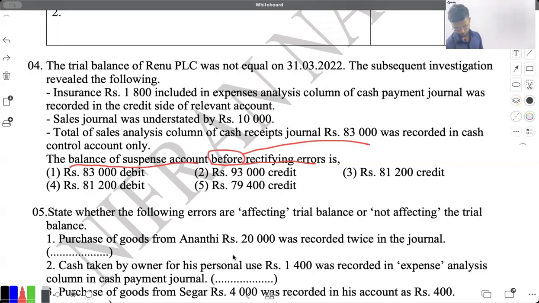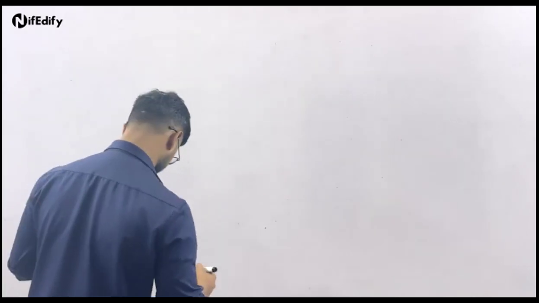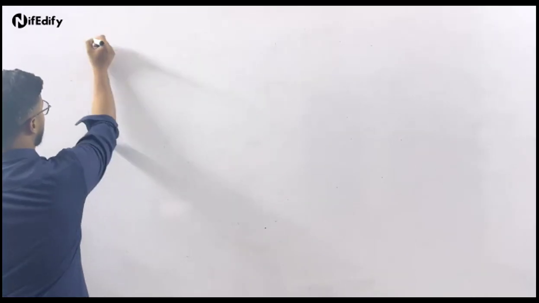Let's go for it. What's the first one? 1,800 included in expense analysis column of cash payment journal was recorded in the credit side of the relevant account. Okay. Now, this is an insurance expense. What's the double entry for insurance expense? Simple.